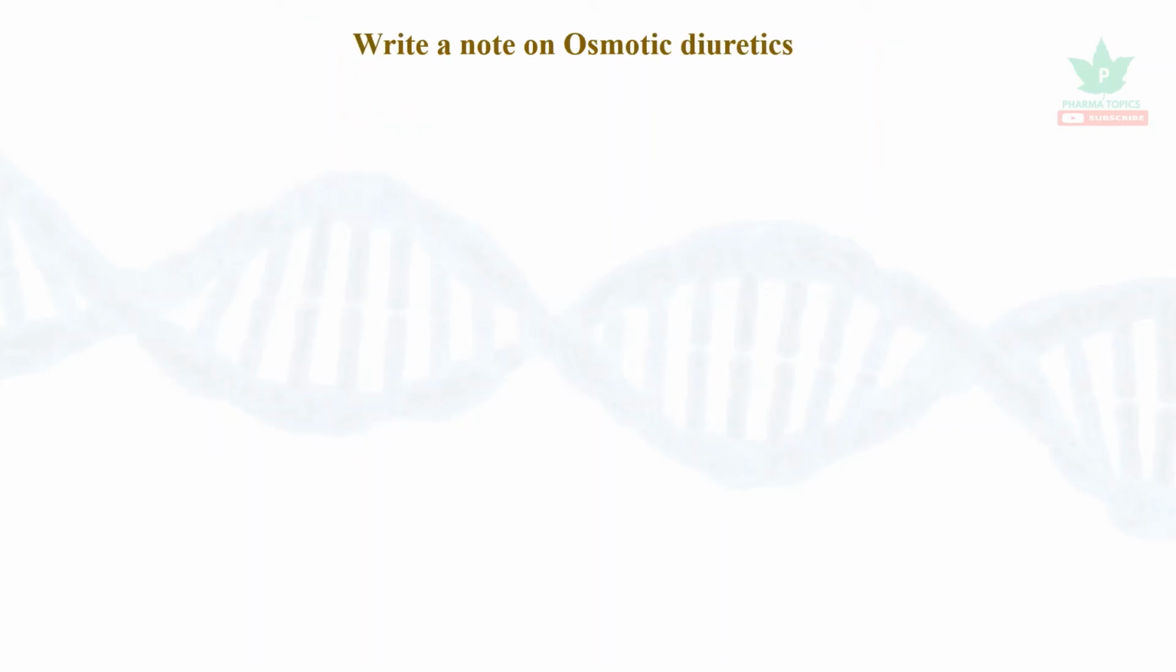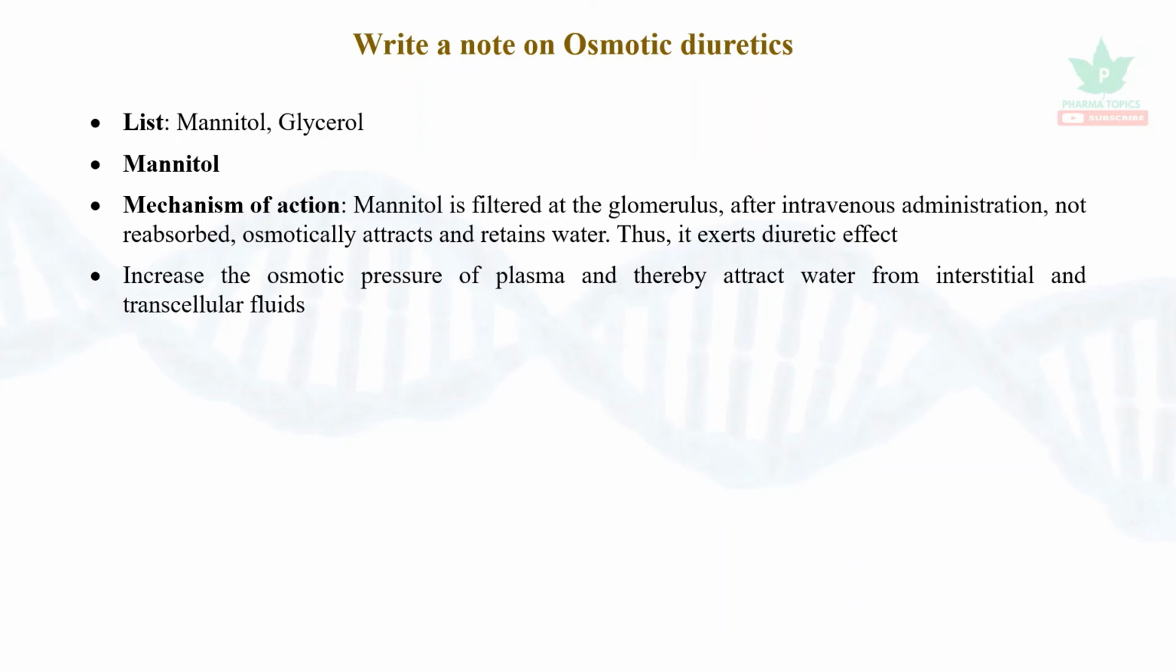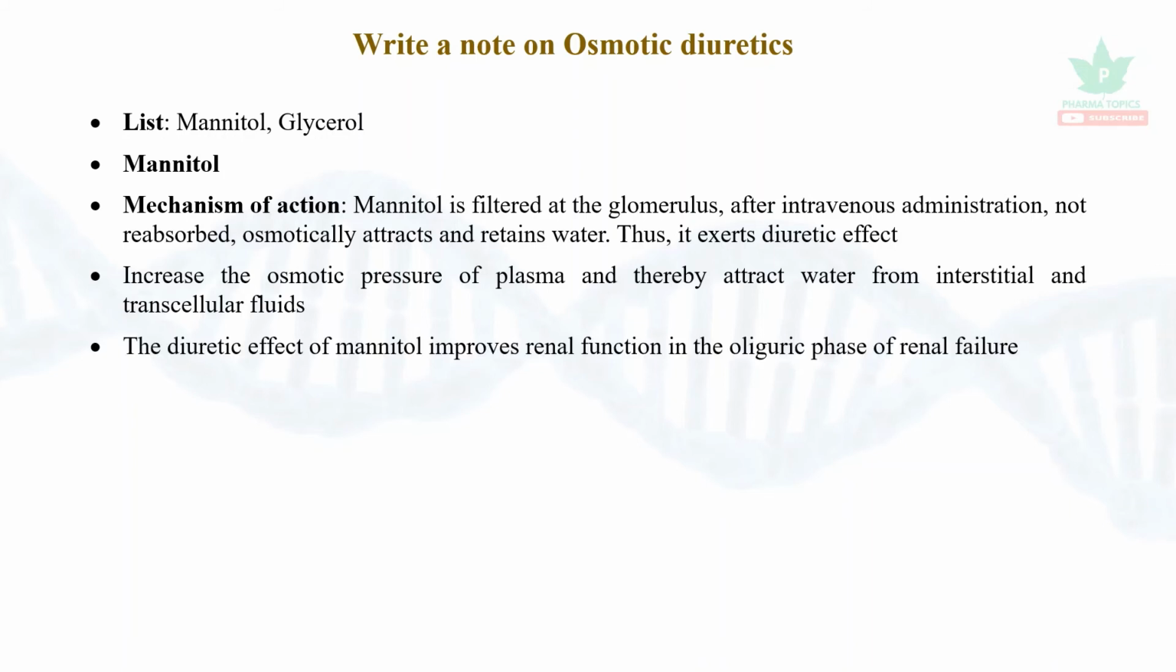Next is osmotic diuretics. They are mannitol and glycerol. Mannitol is very commonly used. Mechanism: it is filtered in the glomerulus after intravenous administration. It's not reabsorbed. It attracts and retains water, thus it exerts the diuretic effect. It increases the osmotic pressure of plasma and thereby attracts water from the interstitial and transcellular fluids. The diuretic effect of mannitol improves renal function.